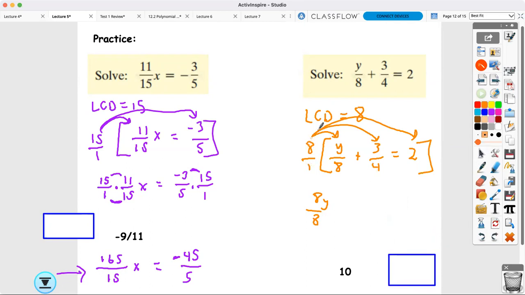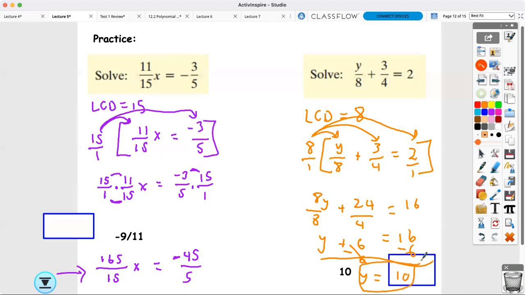And then we have 8 times positive 3 is 24 over 1 times 4, which is 4, equals, and then we have 8 times 2, which is 16. We have ones on the bottom, so I don't need to write the 1. So now we divide these. 8 divided by 8 is just y. The 8s cancel out and give us 1. 24 divided by 4 is 6, equals 16. Subtract 6 on both sides, and then we get y equals 10. And we're done.